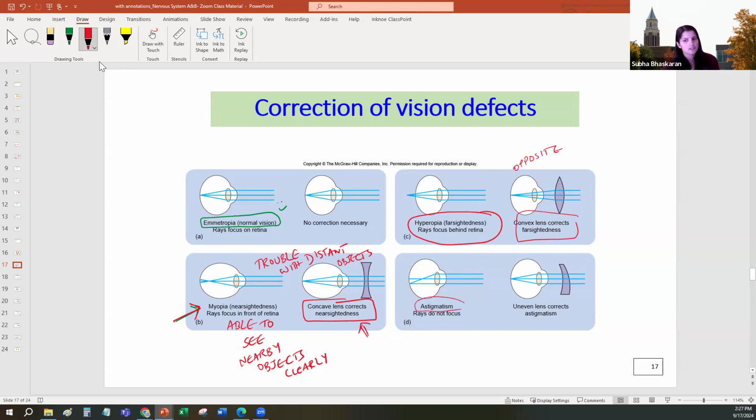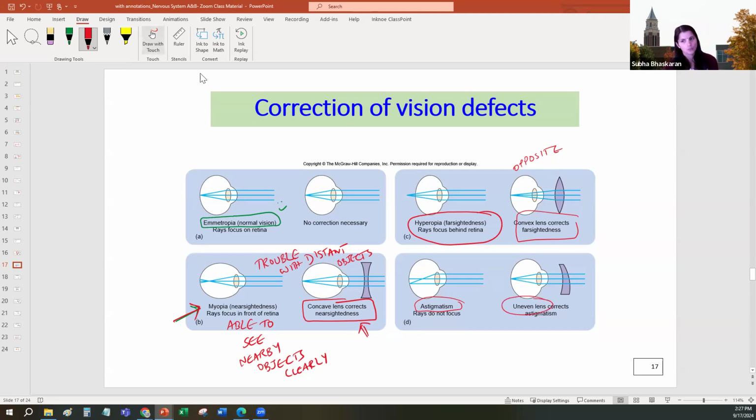Then astigmatism is a problem both ways. So there's like an uneven lens. We just have to make an uneven lens to correct it. So if there is a bulge at the top, make sure that you try to even it out when you prescribe. Okay, so astigmatism is kind of a combination of both. They can't focus and they try to make it up with uneven. So far so good? Correction?